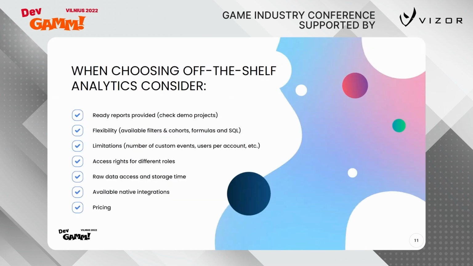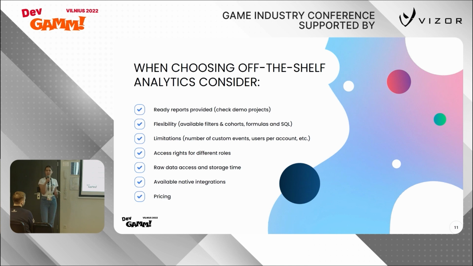All right, and here I've prepared a checklist for you. If you decide to go for a ready solution, which things do you need to keep in mind? First of all, which ready reports are provided by the system? Almost every system on the market has demo projects. So go there, check the demo project, which reports are available, which filters are available, and so on.